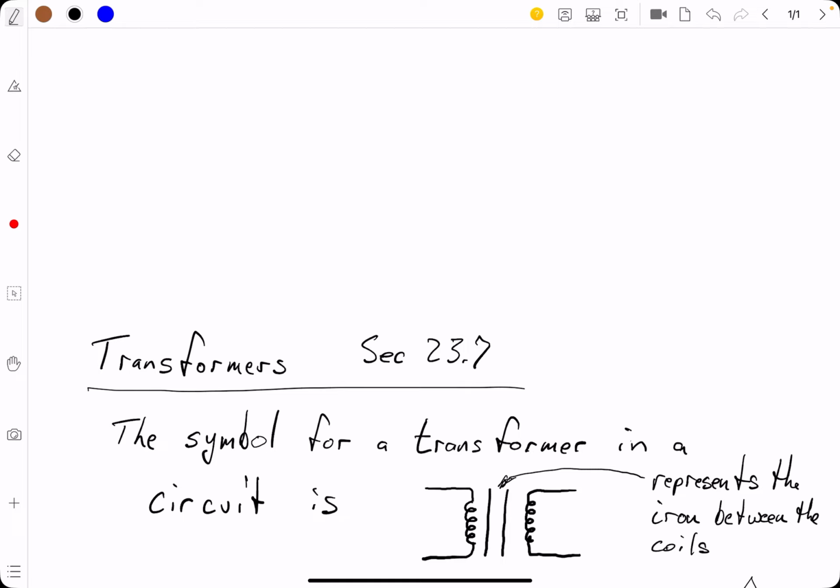So, transformers, section 23.7. So, the symbol for a transformer in a circuit, and this has nothing to do with the circuit, but this is a transformer. Okay, so current is going to come in on one side. We could call this current 1. And it's going to go down and essentially go back out.